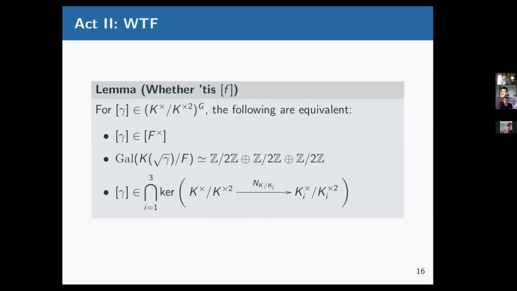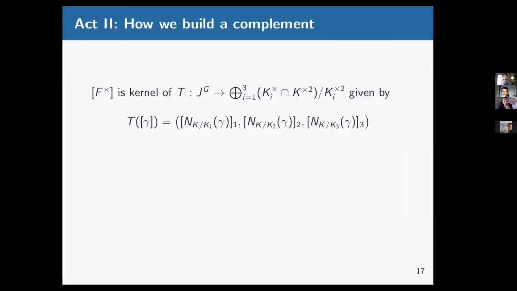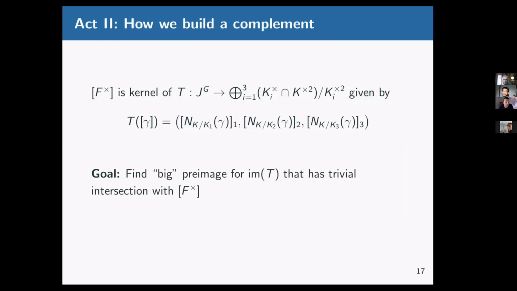But it turns out there's a more convenient way to do this using norm maps. And it turns out that this happens precisely when your element gamma is in the intersection of the kernels of a bunch of norm maps. So in the next slide, I create a function T, and it's going to map from the fixed part into a bunch of these classes in intermediate fields. And the idea basically is that F is exactly the kernel of this map. So what we're going to try to do is find a big pre-image for the image of this map that trivially intersects the kernel of this map, which is F.